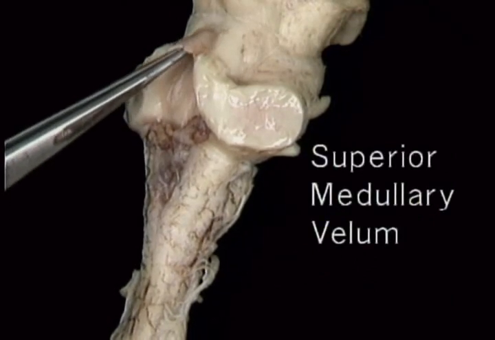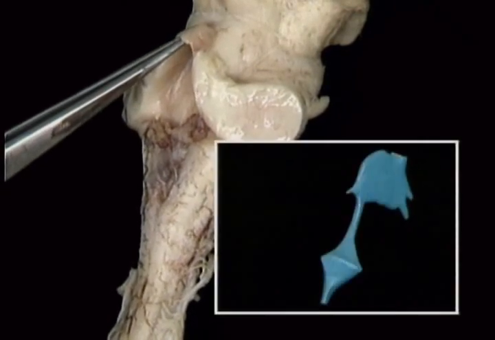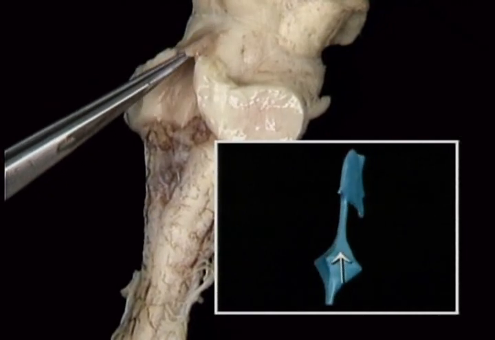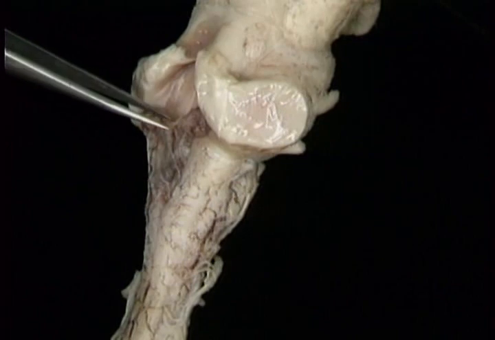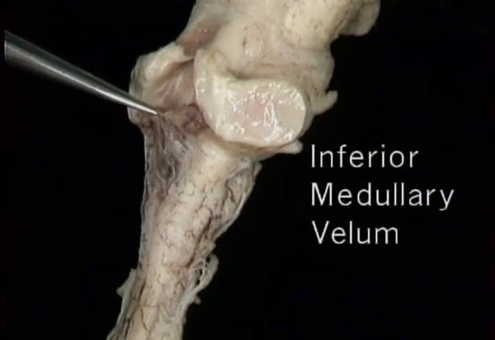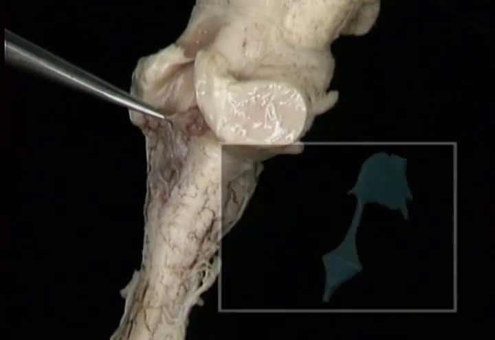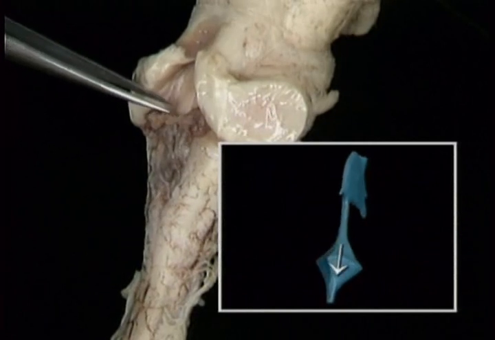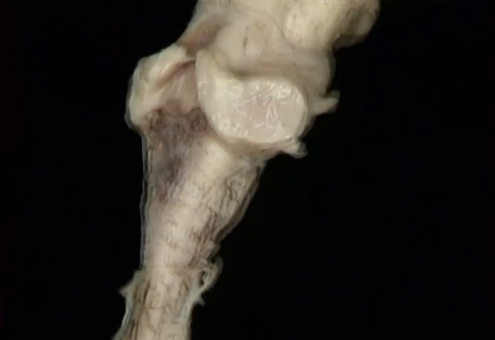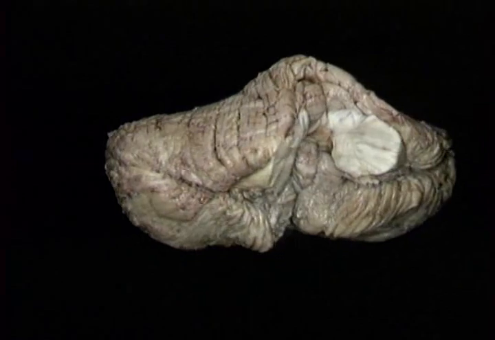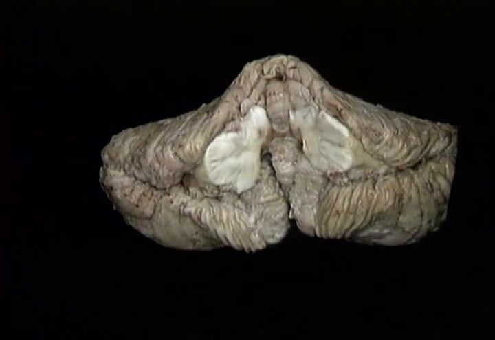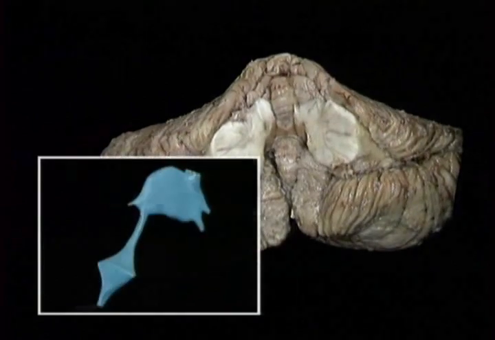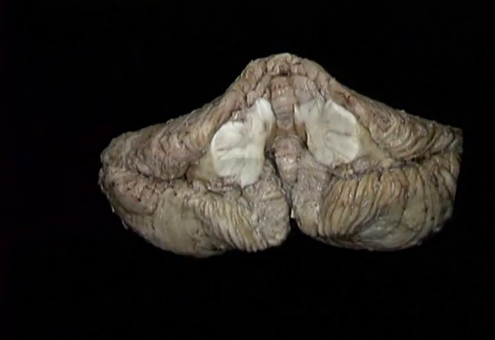This arch of tissue is the superior medullary velum, which forms the roof of this part of the ventricle. This delicate tissue, the inferior medullary velum, forms this part of the roof. This cavity in the anterior aspect of the cerebellum is the most posterior part of the roof of the fourth ventricle. That's this part in the model.